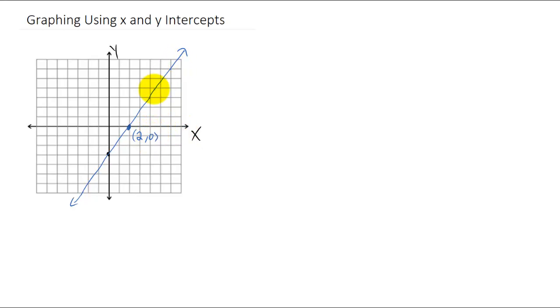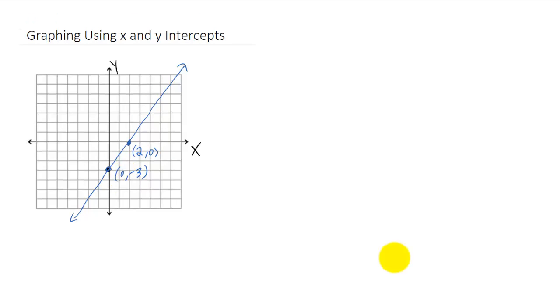be 0. This graph also has a y-intercept. It's right here. And the y-intercept in this case is (0, -3). And likewise, you might realize that no matter where this graph intersected with the y-axis, the x value is always going to be 0. Okay, but what if we weren't given a graph of a line?